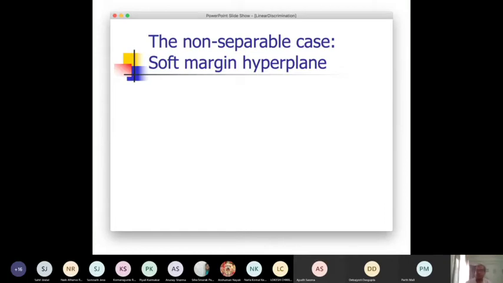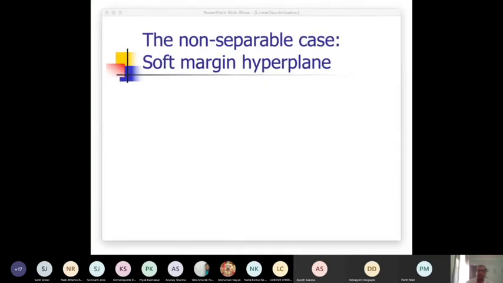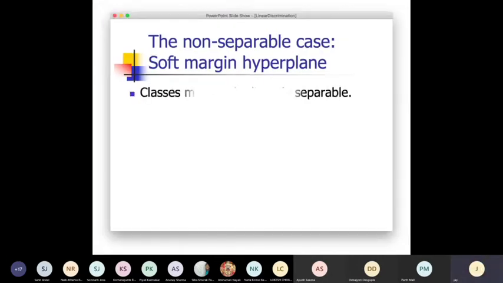We are discussing this support vector machine, and in the last class, I discussed the cases when the classes are linearly separable. Then, as you see, we are trying to maximize the margin of separability by defining a hyperplane, so that it maximizes the margin of separability.